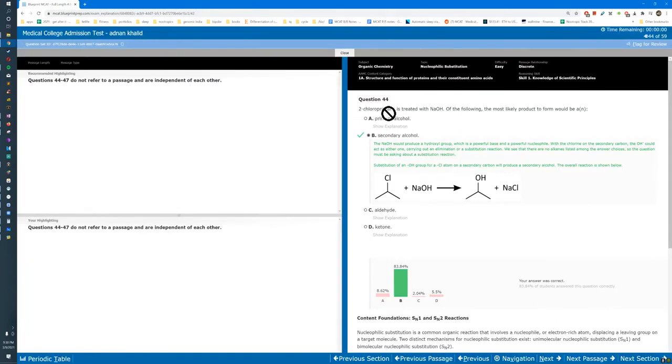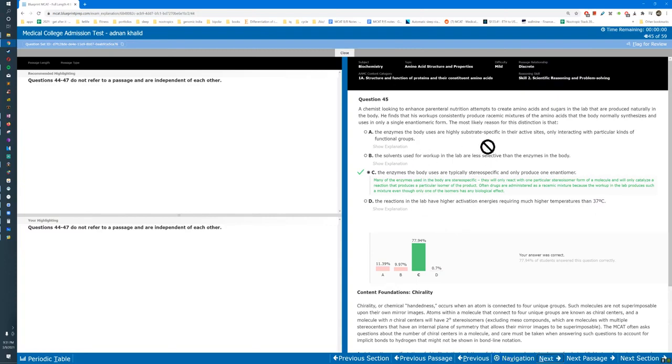Well, I know 2-chloropropane means, the 2 means that it's not at the end of anything. So it's secondary, and you should also know how when things get more oxidized, alkanes turn into alcohols, which turn into aldehydes or ketones, which turn into carboxylic acids, and then eventually turn into CO2. Okay.